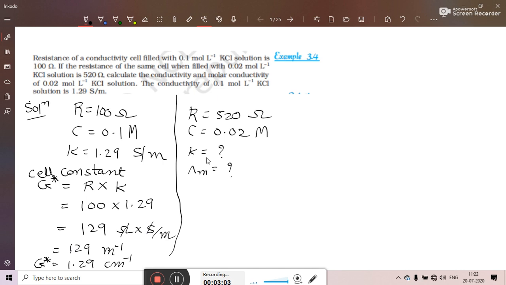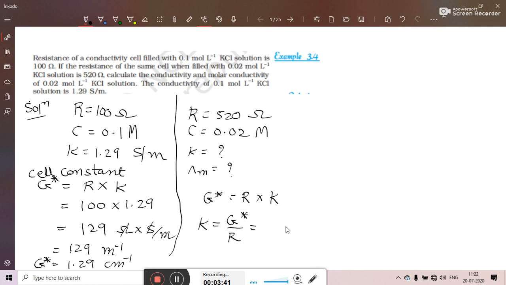Now we have to find out K. What is the equation of G star? G star equal to RK. Now here we will see that in the second situation R is different, concentration of the solution C is different, but G star will be the same, because we are going to take the solution in the same cell. So G star we already know is 1.29, R is given as 520, and we have to find out K. So let us make K the subject. So K equal to G star upon R.